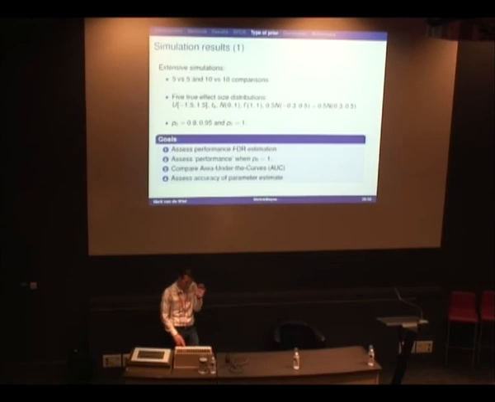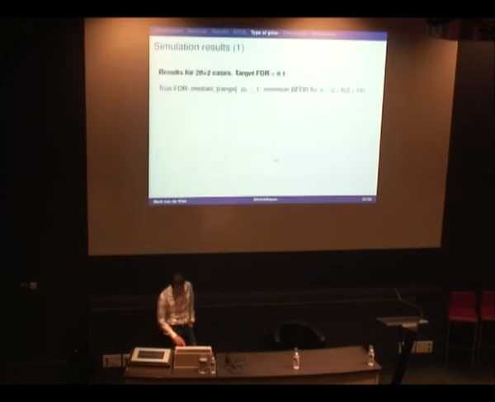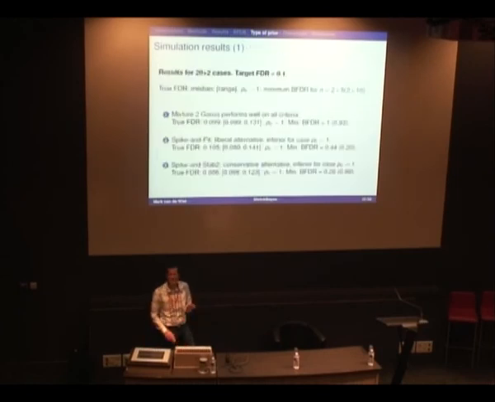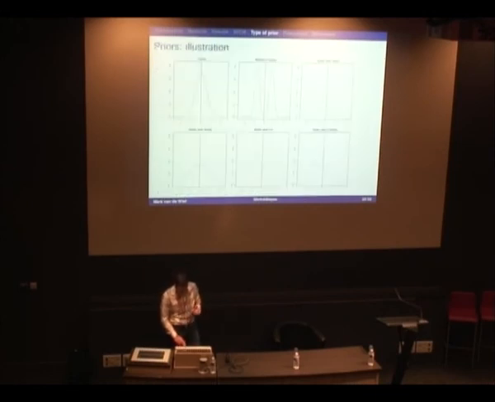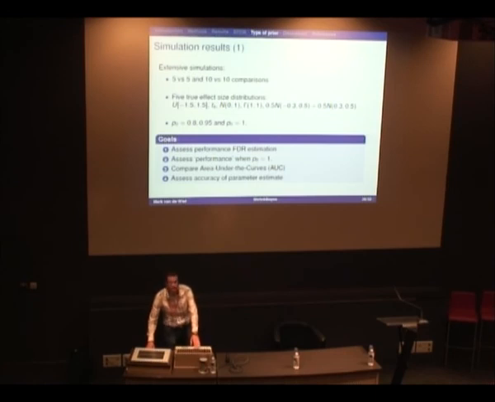We did a lot of simulations to compare them, in particular also for false discovery rate estimation. To cut a long story short, just use a point mass and a mixture of Gaussians. It's performing very well for all of the many criteria I looked at, which is important to say. It performs well for false discovery rate.